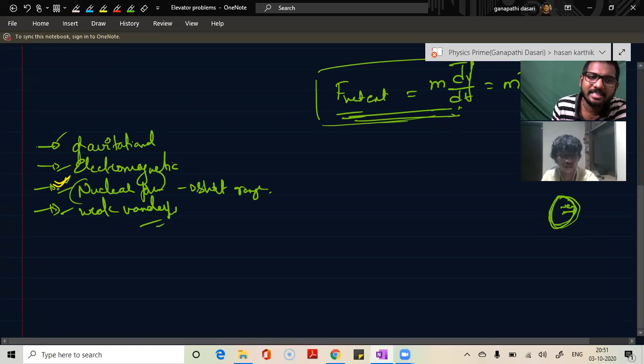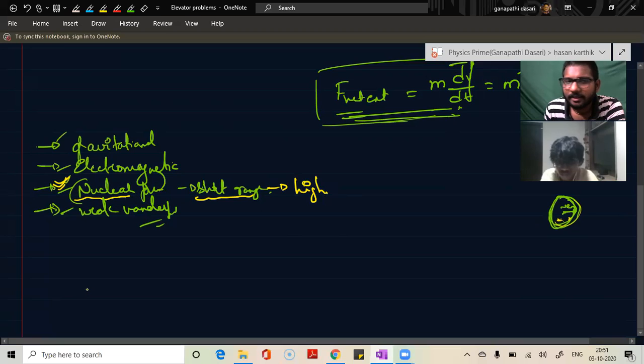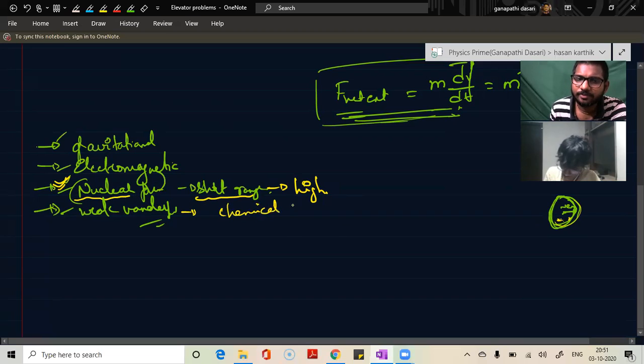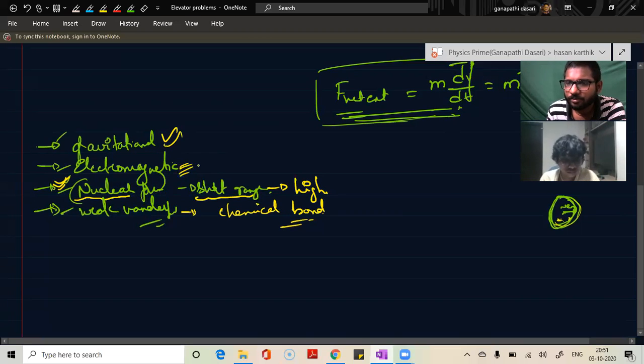As far as scientists say, proton and proton actually should repel, but they also stay together in the nucleus. These are due to nuclear forces. They are short range, but high magnitude. Then weak van der Waals forces act between chemical bonds, between molecules, which you might have seen in chemistry. Here in physics, we will study more about gravitational and electromagnetic forces. Gravitational force you study in the gravitation topic.